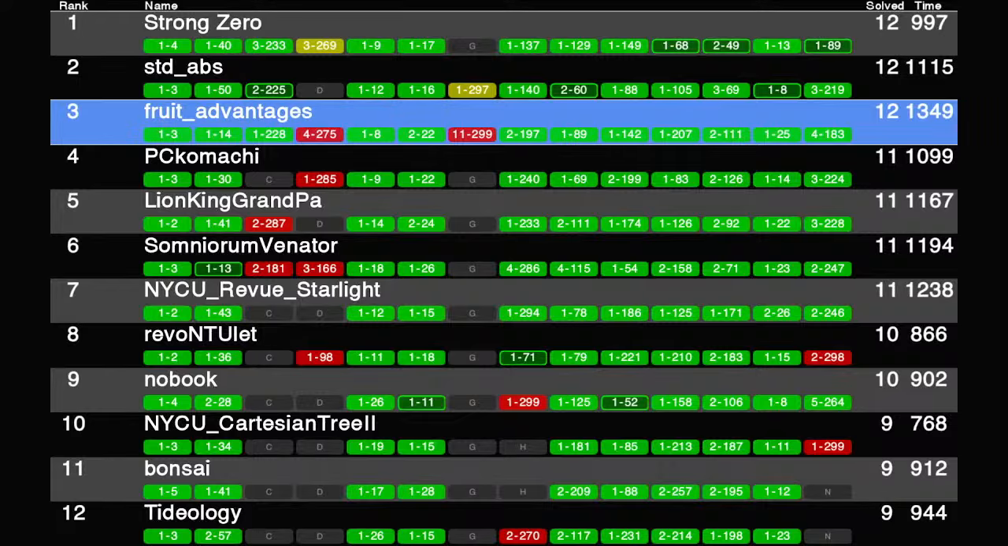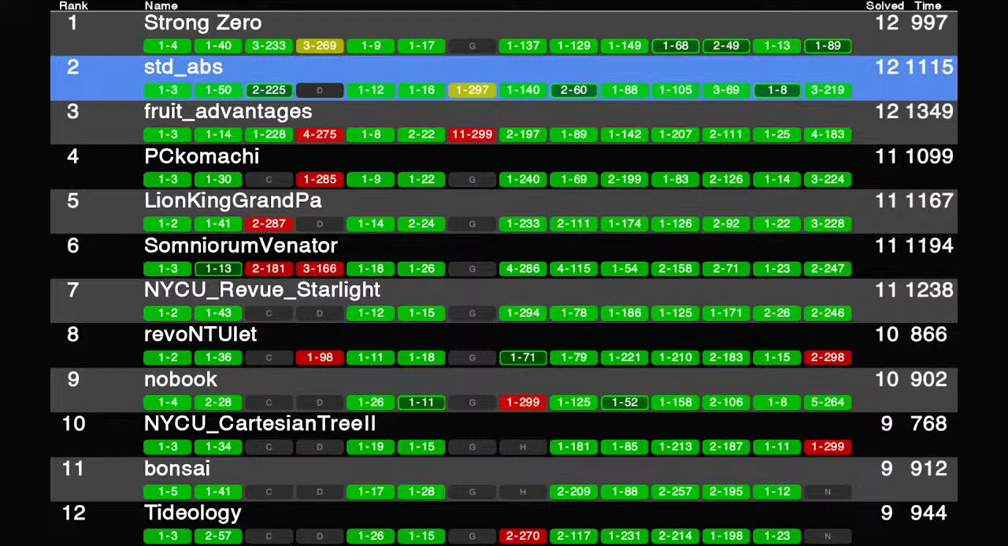So now we're down to the final 2 teams, Strong Zero and SDABS. So far, Strong Zero is leading only by the penalties. Now we have 1 submission on problem G. SDABS, they are the only team that could have solved problem G. Only 1 try in the last 3 minutes. That one is a no. Still, they are our 2nd place winner. They are the runner-up and our gold medalist.